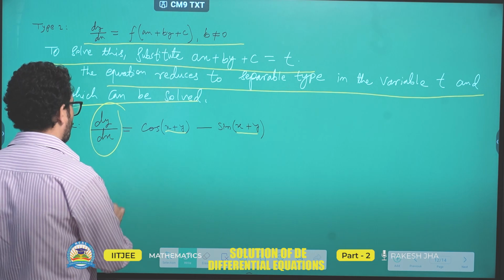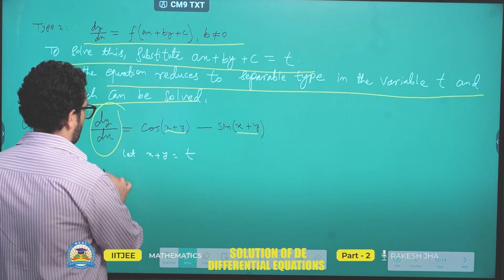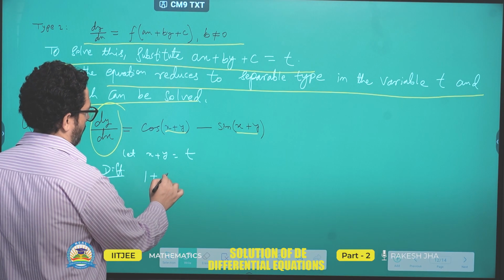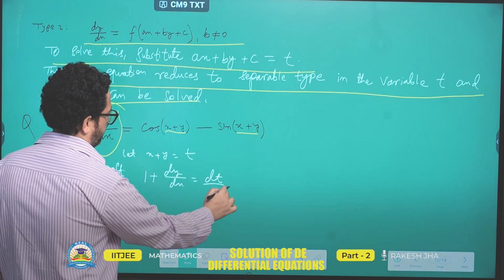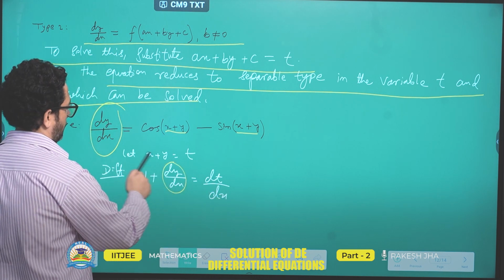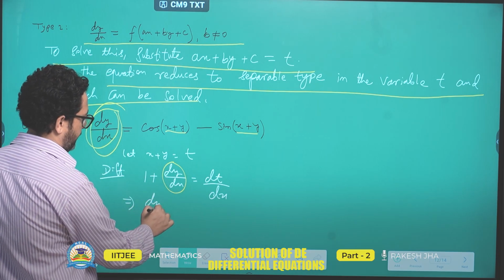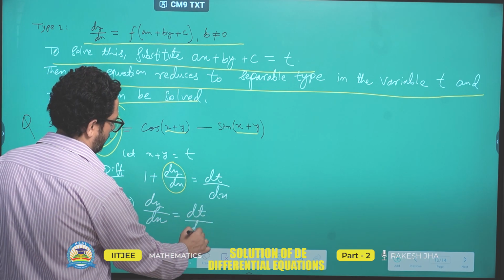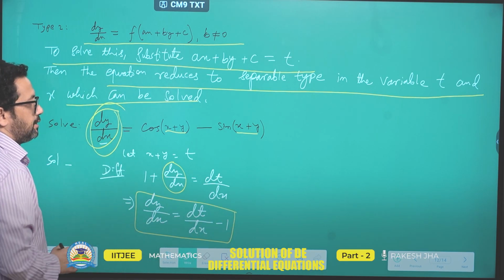So here, let x plus y is equal to t. Differentiating both sides, what will happen? X differentiation is 1, y differentiation is dy by dx, equal to dt upon dx. Now what we require here is dy by dx. So this implies that dy by dx is nothing but dt upon dx minus 1. This result we are going to substitute in this place.